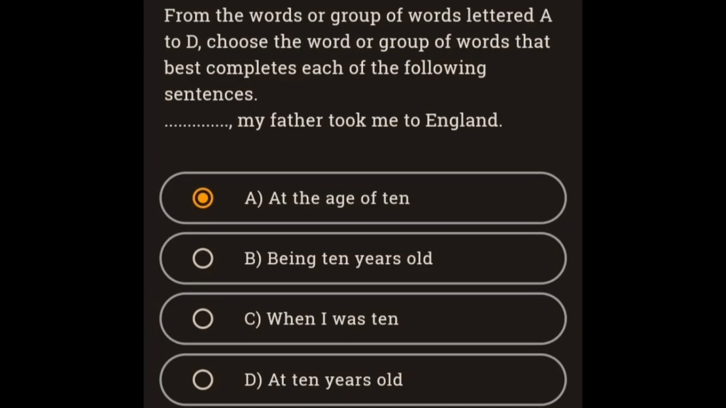Another example is, dash, my father took me to England. This sentence seeks to test your knowledge of adverbs of time. That is, when did my father take me to England? At the age of 10, my father took me to England. You cannot say being 10 years old. No. You cannot say when I was 10. No. You cannot say at 10 years old. Rather, you say at the age of 10, my father took me to England. So that's the correct answer.